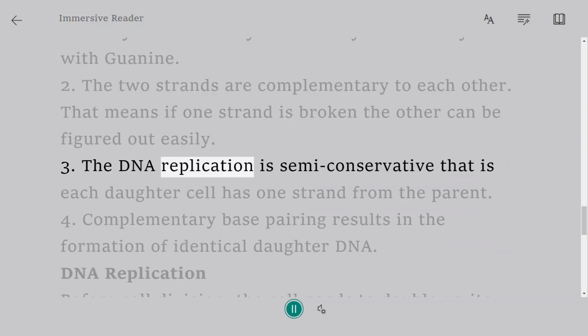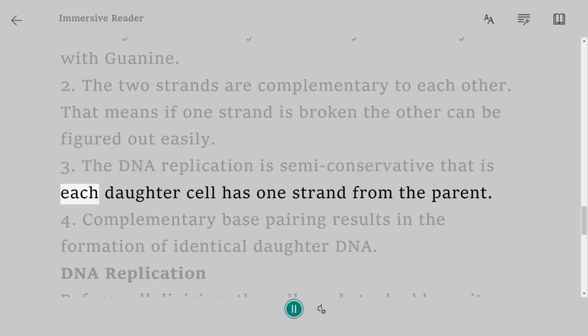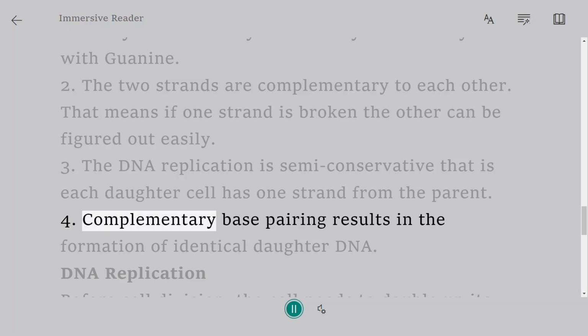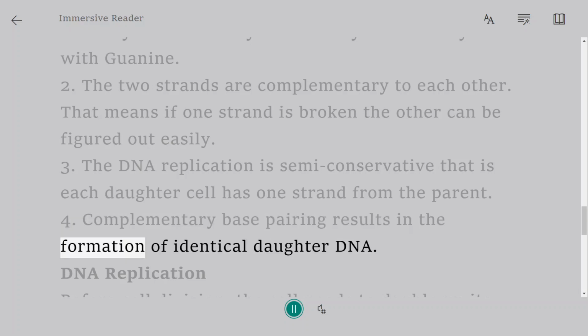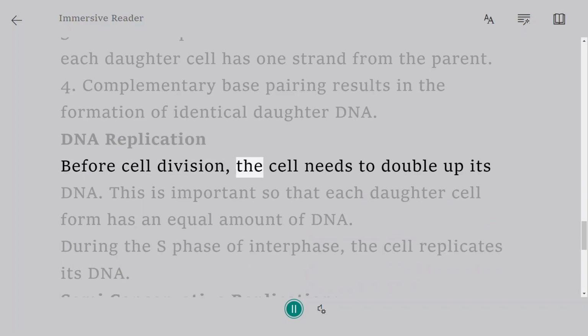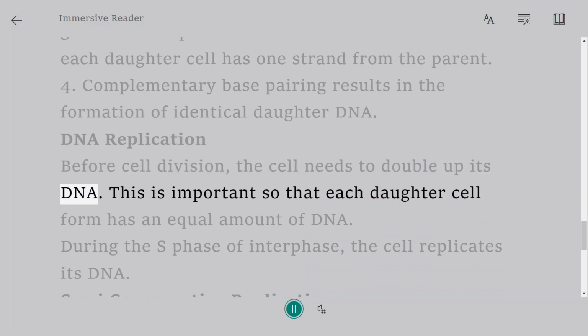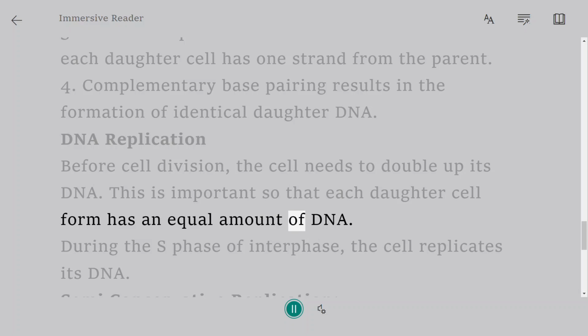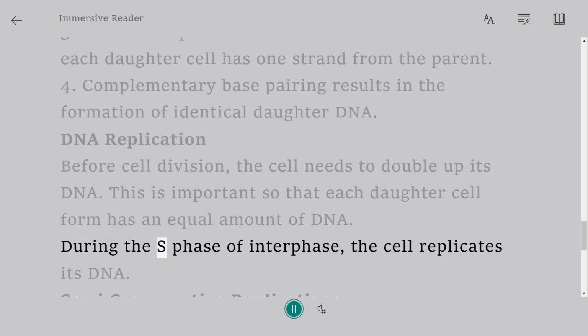3. DNA replication is semi-conservative, that is, each daughter cell has one strand from the parent. 4. Complementary base pairing results in the formation of identical daughter DNA. DNA replication. Before cell division, the cell needs to double its DNA. This is important so that each daughter cell formed has an equal amount of DNA. During the S phase of interphase, the cell replicates its DNA.